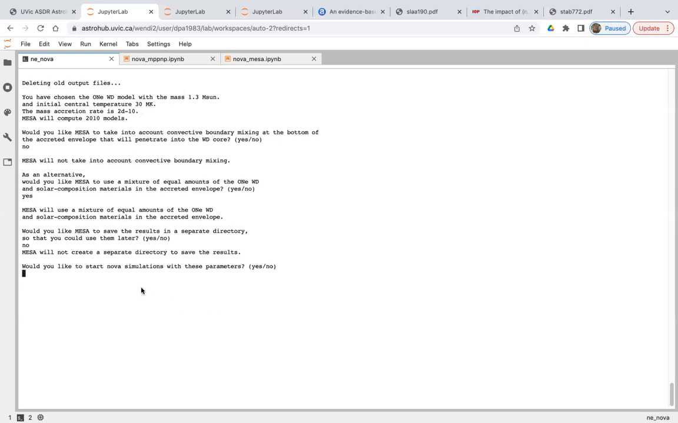Finally, it says, would you like to start nova simulation with these parameters? Yes, let's start. So now it takes some time for the MESA code to start.